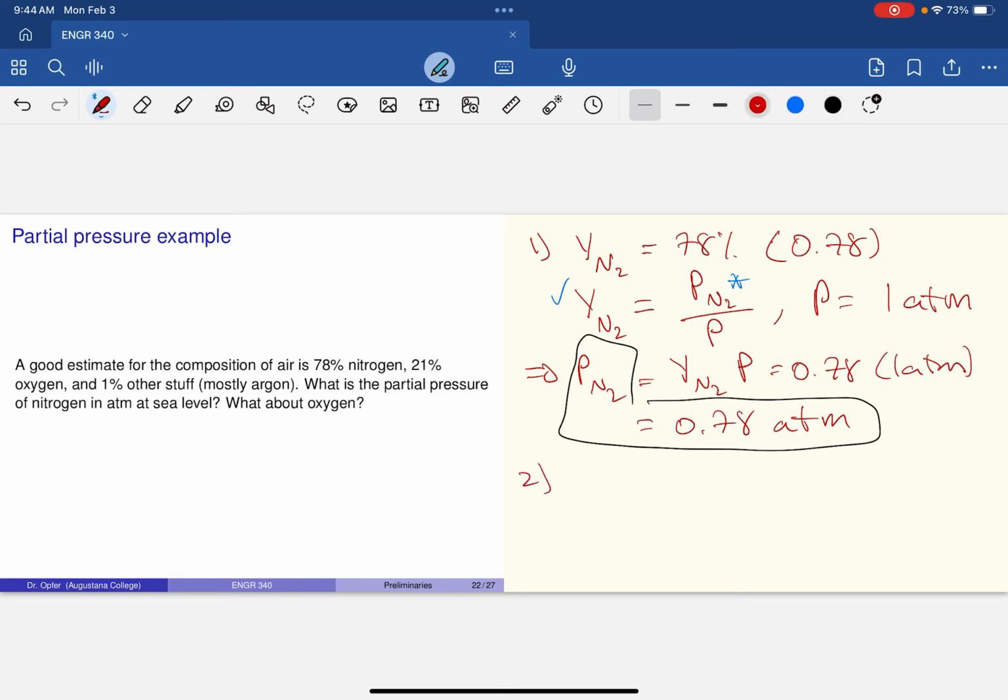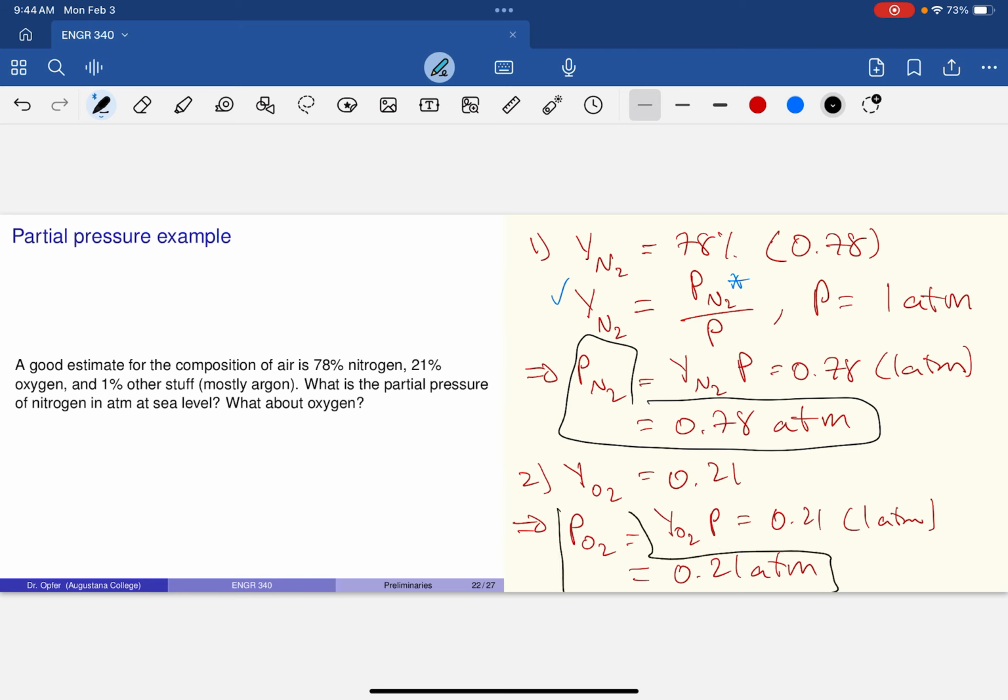And we do the exact same thing for oxygen. Okay, so now we have y of O2 is equal to 0.21. And we know that the partial pressure of O2 is going to be equal to y of O2 times the total pressure, which is 0.21 times 1 atm, which is equal to 0.21 atm. Okay, not too shabby, right?